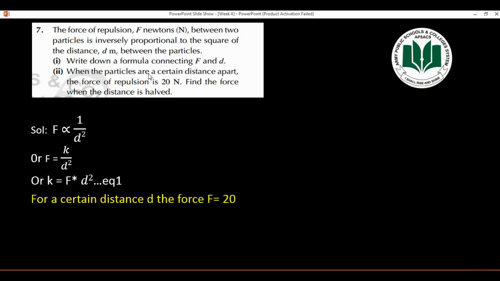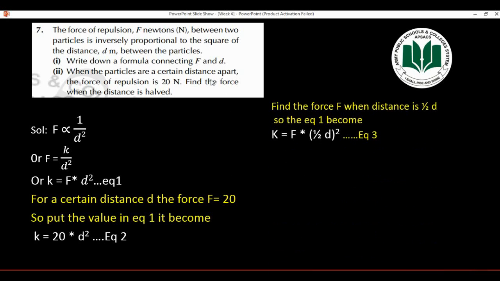Now in the second part, when particles are at a certain distance apart, the force of repulsion is 20. Find the force when the distance is half. There are two parts in part number 2 actually. When the particles are at a certain distance, the force is 20. So here it is, put the value in equation number 1 when F is equal to 20. This is our equation number 2, and again we have to write down this equation when distance is half. So here it is, k is equal to F multiplied by 1 by 2 d square. This is equation number 3.